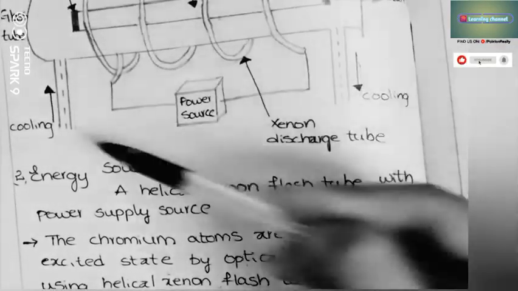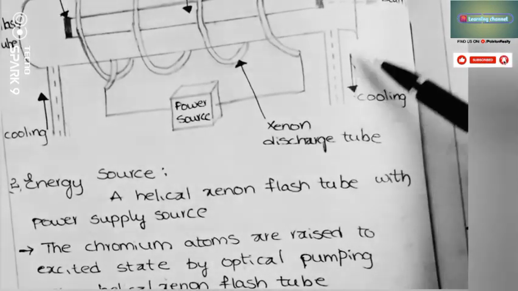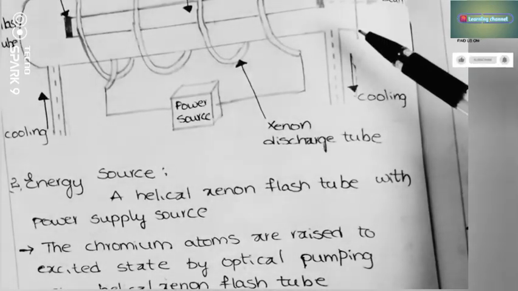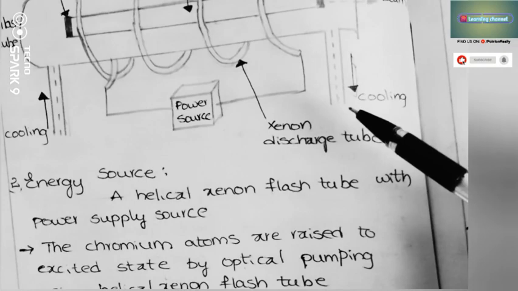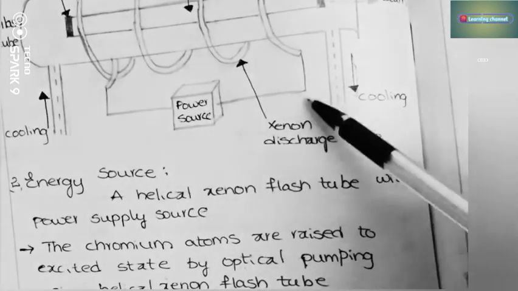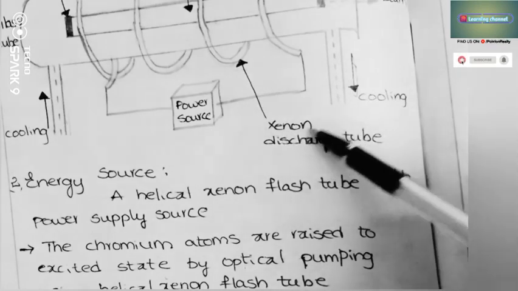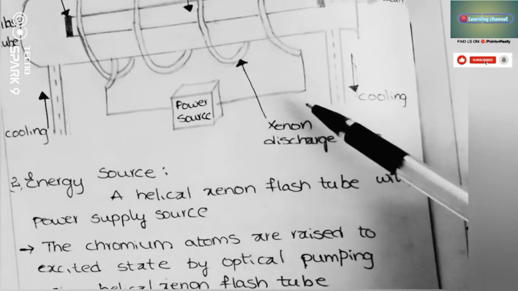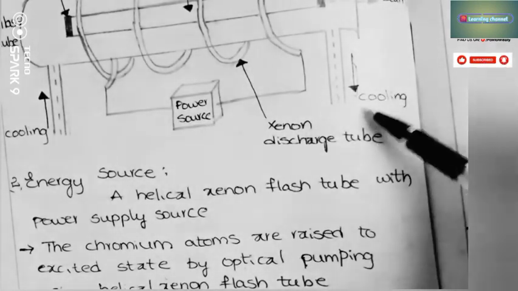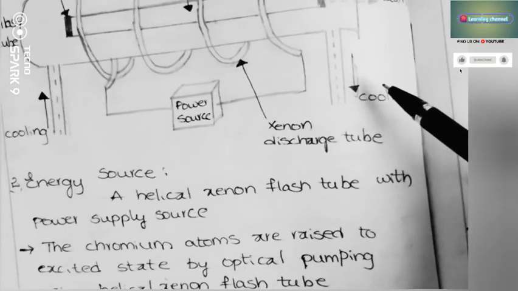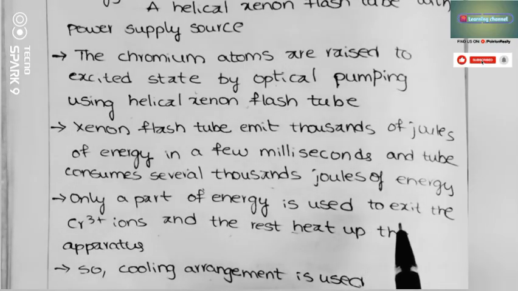So here we have a cooling system to cool the apparatus. We get heat because only part of the energy supplied by the power source through the xenon flash tubes is used. That is the reason we use a cooling system. The purpose of the energy source is to excite the chromium ions from the ground state level to the excited state.